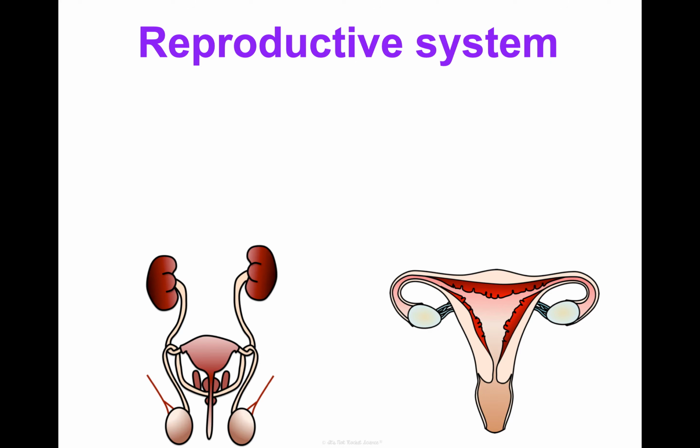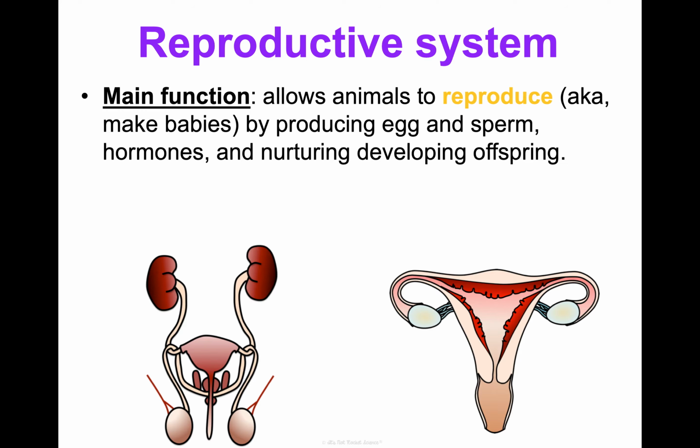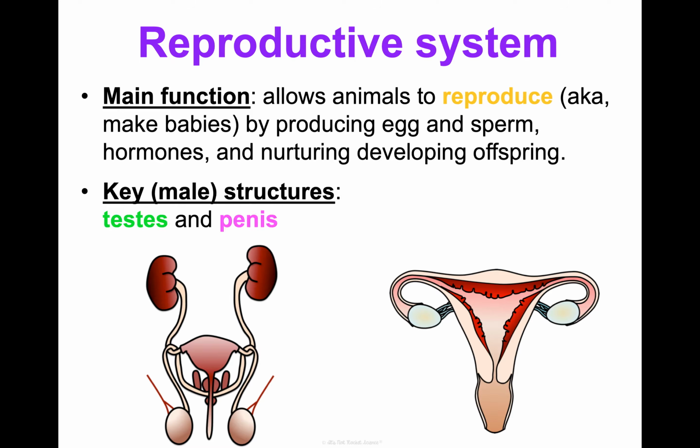All right, and then last but not least, we'll cover the reproductive system and development of an organism in the womb. So main function is to allow animals to reproduce, which just means make babies. And that has to start by producing egg and sperm. And then it involves a lot of hormones, of course, fertilization. And then we'll also talk about the nurturing and developing of offspring in the female womb.